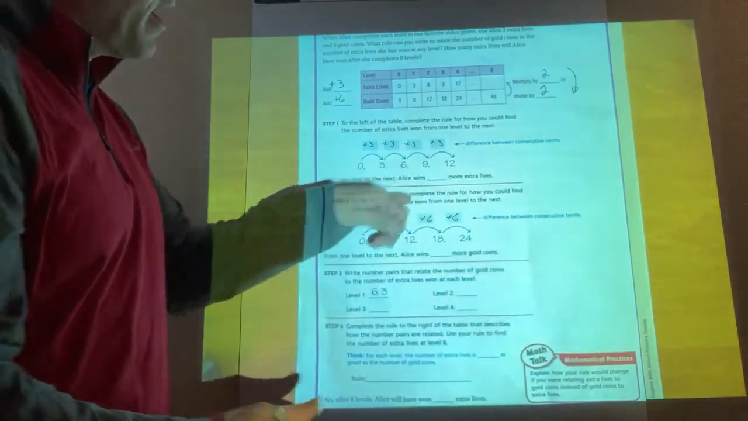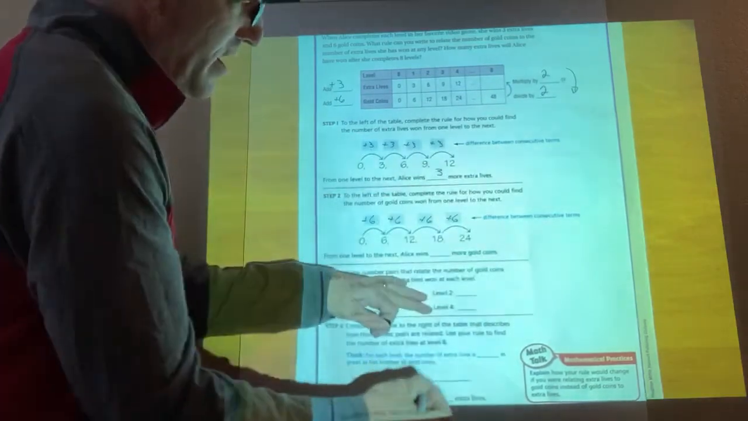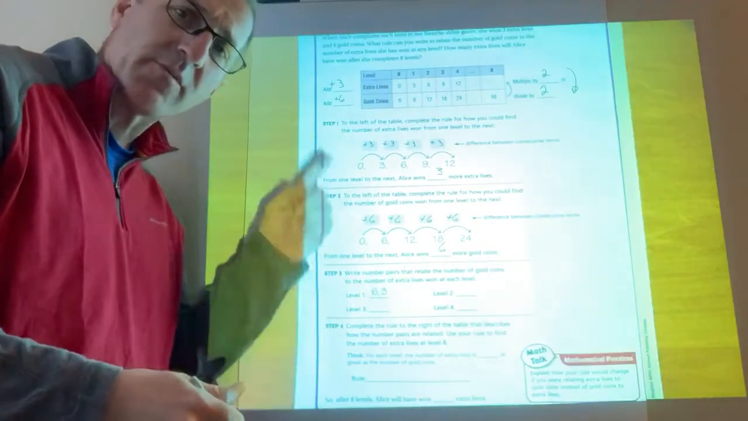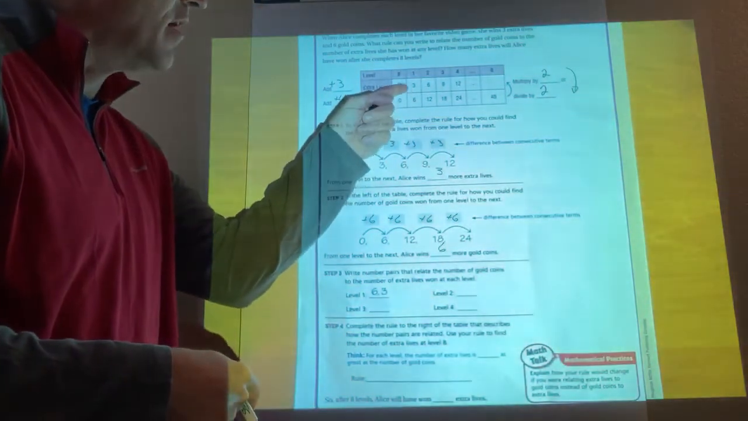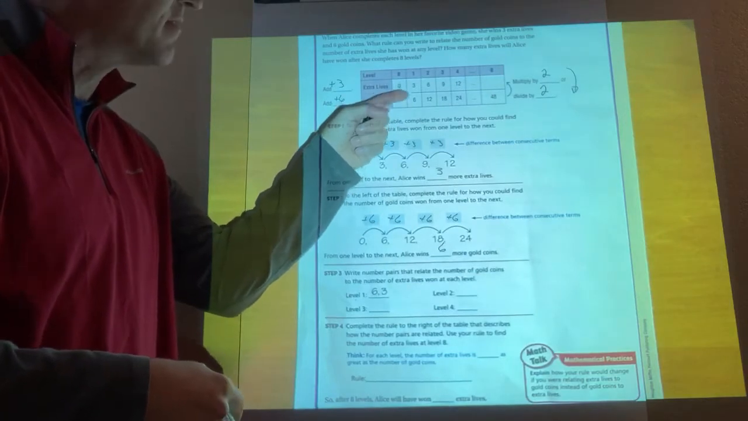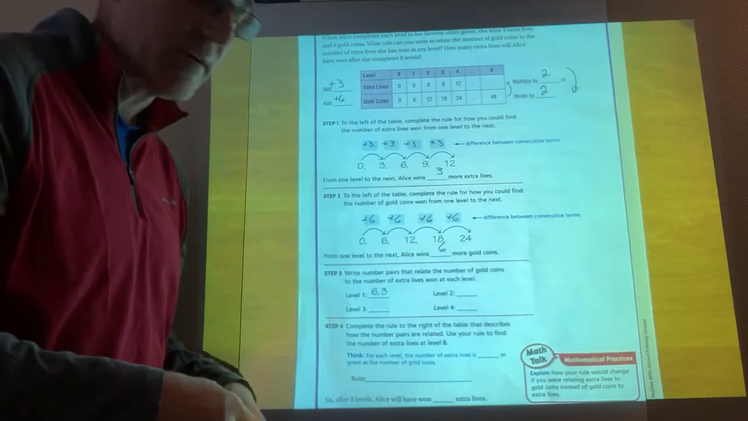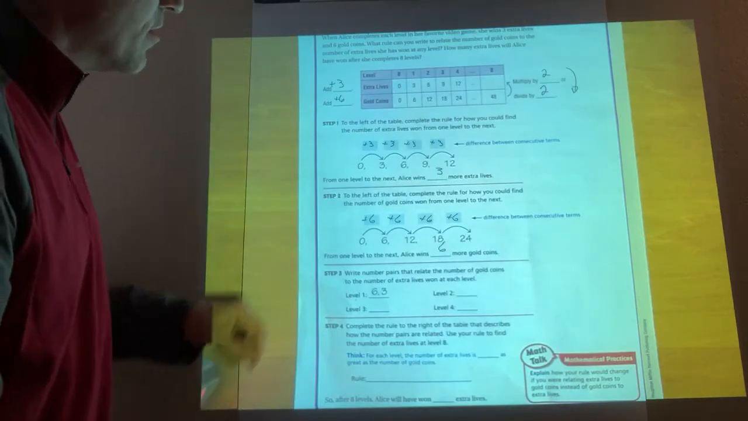From one level to the next, Alex wins 3 more extra lives and 6 more gold coins. It's consistent, it's a pattern. That's why the relationship never changes. This is always 2 times that. 2 times this is always this, no matter how many times you go. 12 times 2, 24. All right, we can write our ordered pairs, which are just these right here.